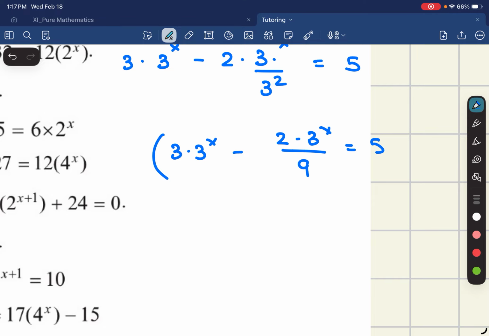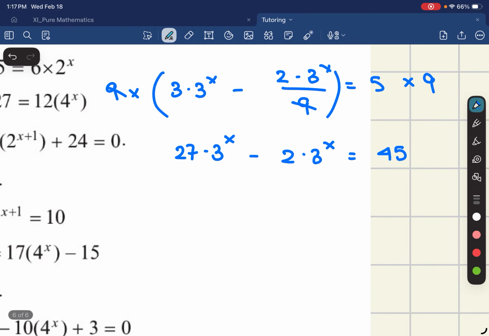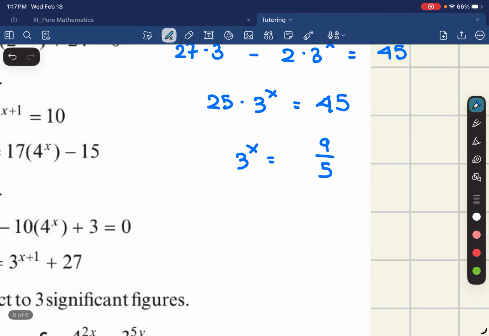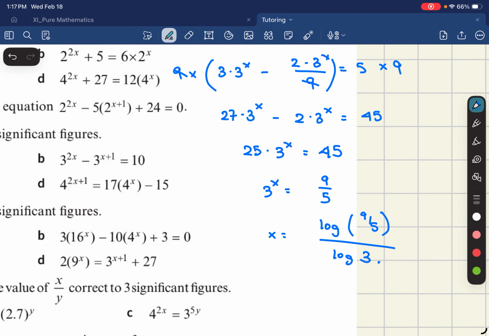So if I multiply both sides by 9, then this is going to cancel out in the denominator, but I also have to multiply the first term. So 9 3s are 27 times 3 to the power x, minus 2 times 3 to the power x, is 5 9s are 45. 27 minus 2 is 25 times 3 to the power x is 45. And 3 to the power x is equal to 45 by 25. That's 9 by 5, I think. And finally, you can solve for x as log 9 by 5 divided by log base 10 of 3.